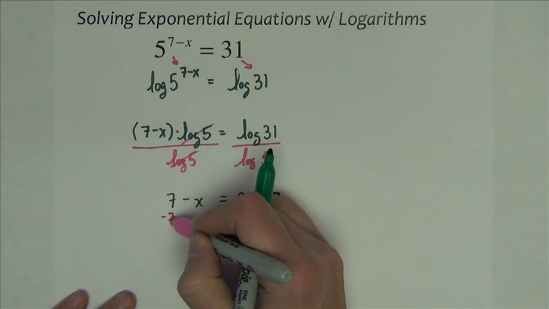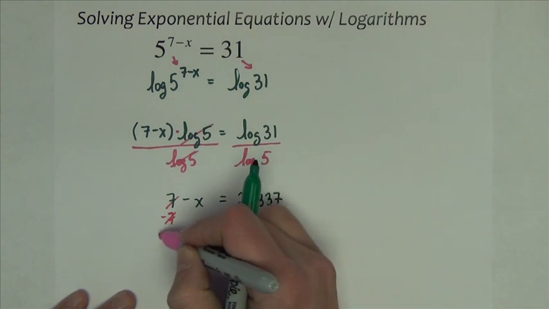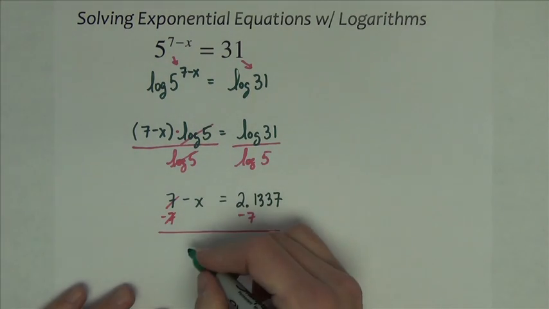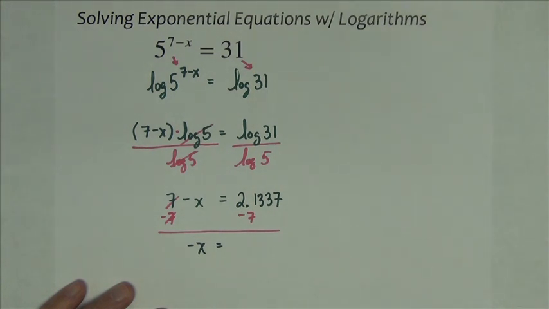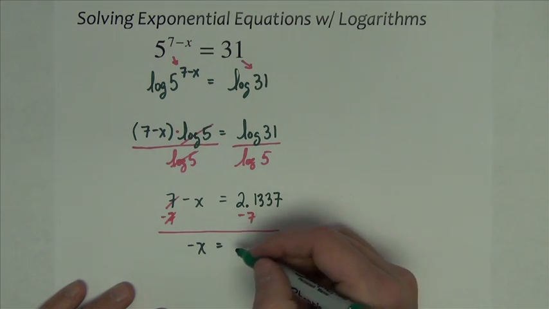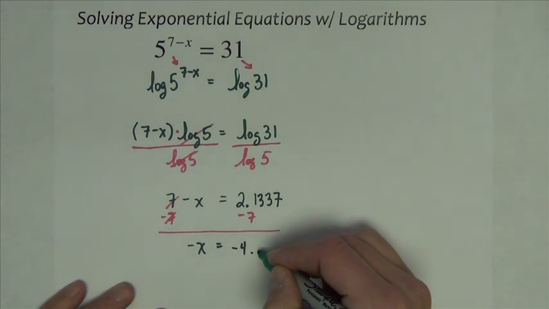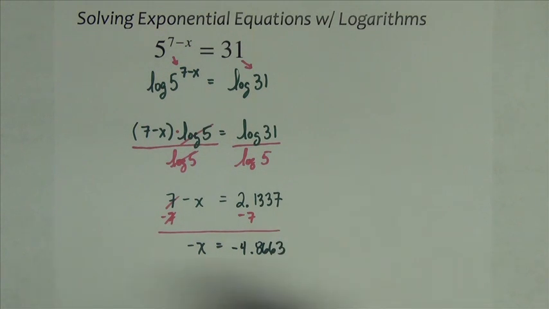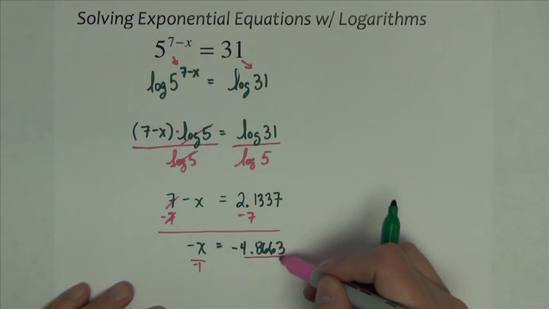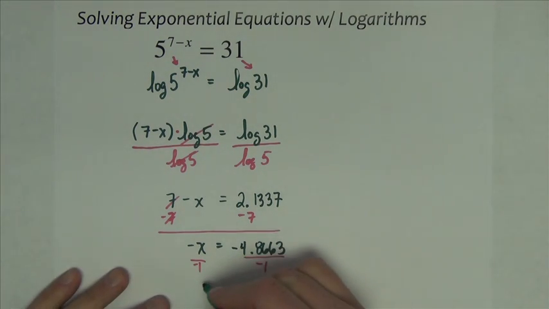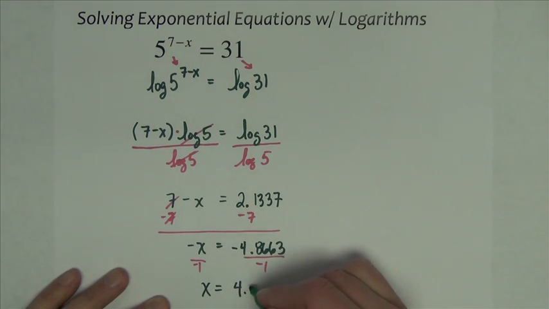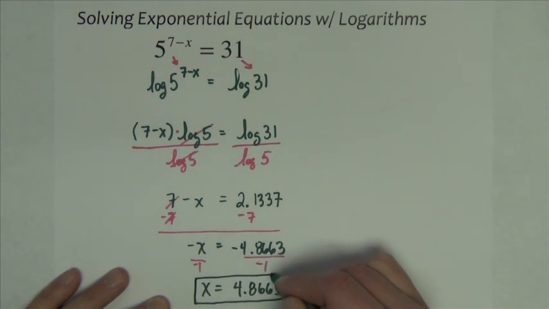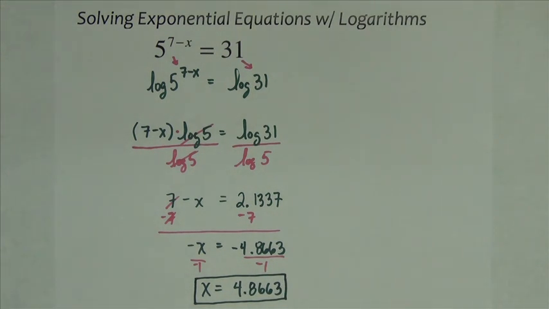Now we're going to continue solving. I subtract the 7 from both sides. So we end up with negative x equals, subtract 7 from that number, and I get negative 4.8663. I'm going to divide by negative 1, and we get x equals positive 4.8663. Okay, so that's the procedure every time we can't make the bases match. We use logarithms to help us solve that problem.